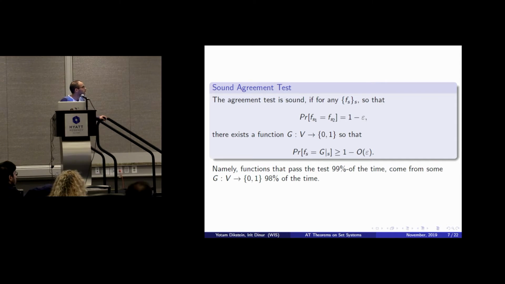More formally, the requirement we want from this agreement test is for it to be sound, namely that if we have any family of functions that pass the test with probability 1 minus epsilon, which we should think of as like 99%, then we would be guaranteed a function on the whole vertex set so that 1 minus O of epsilon, say 98%, will be restrictions of this global function. Here the O notation hides a constant, and this only makes sense if we're looking not at one set system but at a whole family of them. But these are technicalities that I don't want to get into.